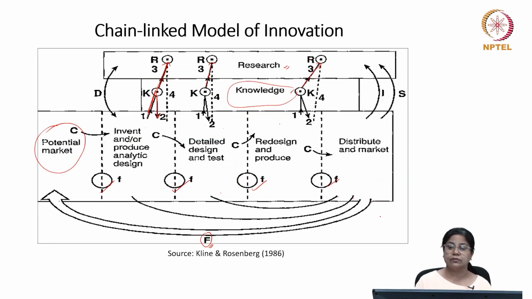So what are these I and S? Let us look at it. So here you have these I and S. Now what is going on in this I and S? Essentially, the argument which has been given by Klein and Rosenberg is that when you look at even the major advancements in science, that also cannot happen without the use of the various products which are available in the market at that point of time.